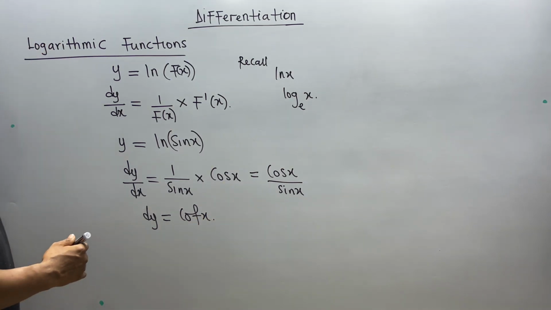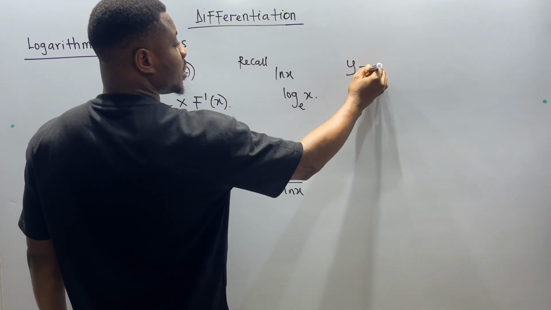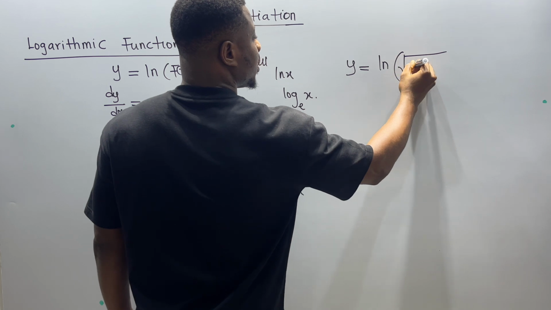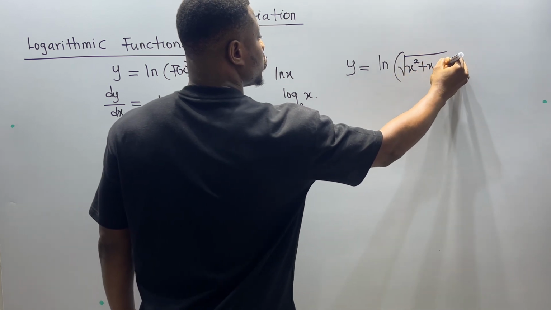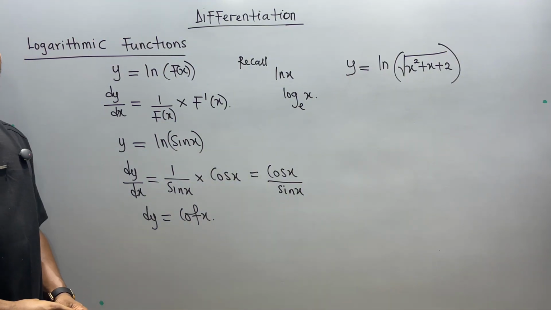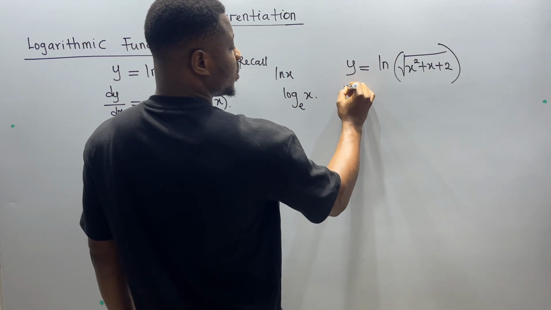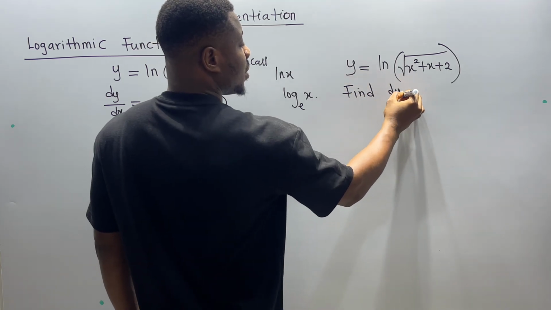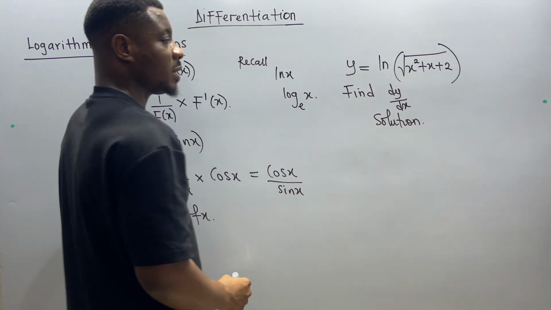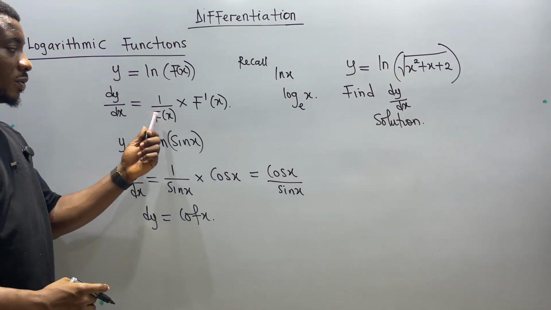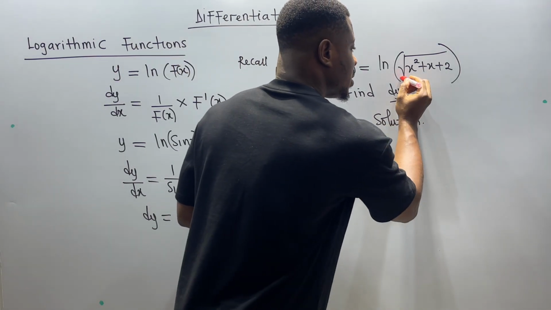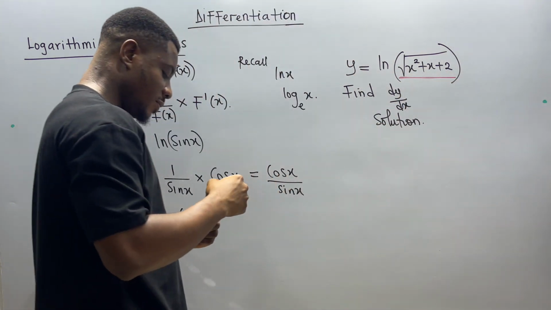Again, we can have another function. Let's say we have another question, for instance, that y is equal to ln of the square root of x squared plus x plus 2, and we're asked to find dy over dx. We'll apply the same technique here. Remember, the first step is to look for 1 over the function. The function that I can see here is what is inside the ln, so that's the function the ln is carrying.